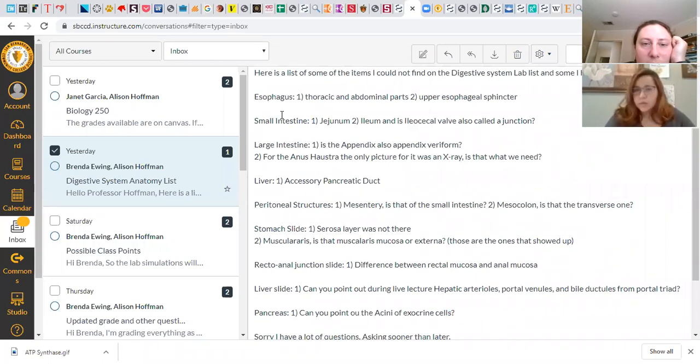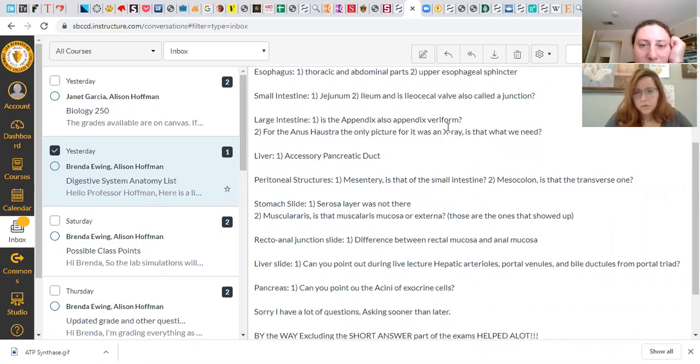Okay, I'll go in and point out esophagus, the small intestine, appendix. Okay, the appendix, yes, is also the appendix vermiform. That's just another name for it. Okay, we'll look at these other guys.